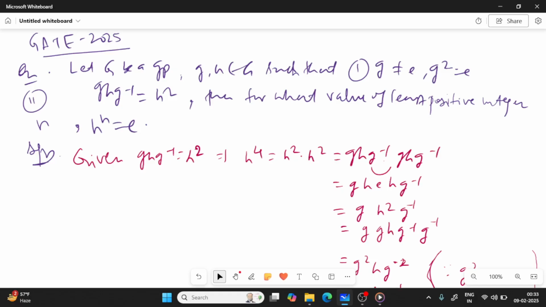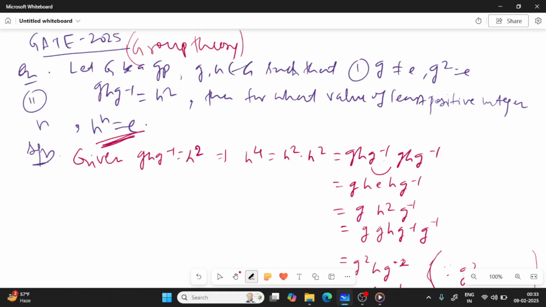So today we have a trivial question related to GATE 2025 group theory. The question states: let G be a group, and g and h are two elements of G such that there are two conditions. First, g is different from identity and g squared equals e. Second, g inverse equals h squared. Then for what least positive integer n would h to the power n be equal to e?